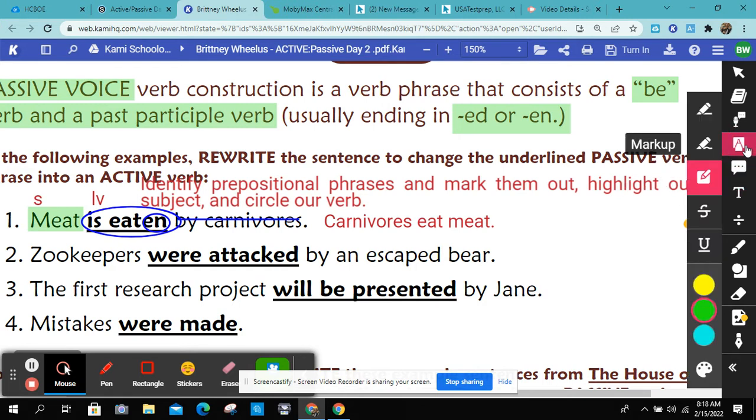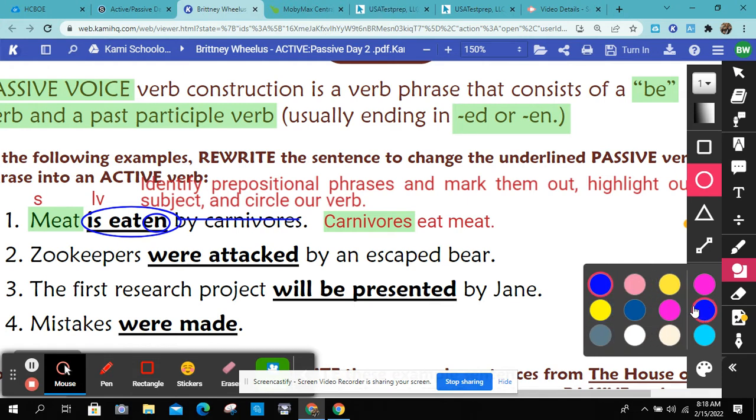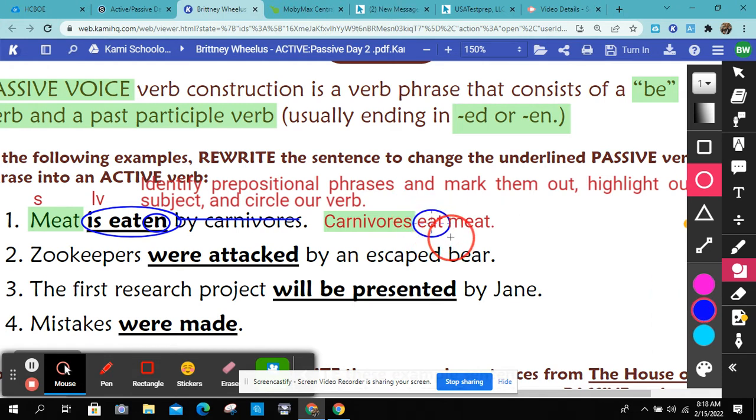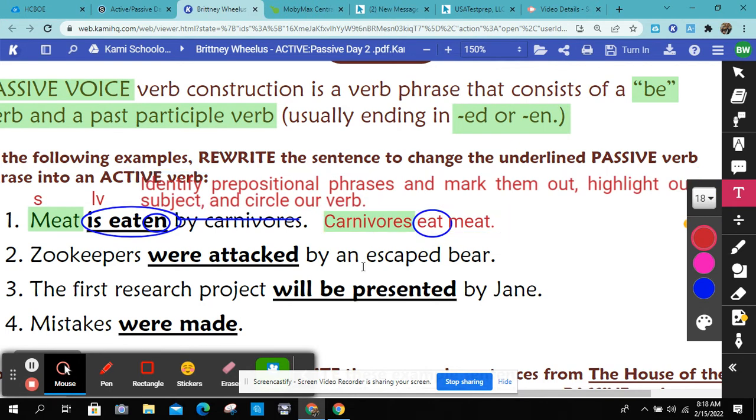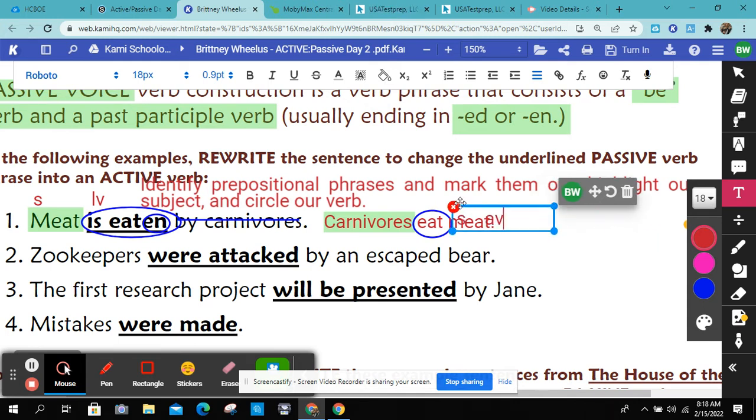Now we're going to take this sentence and we're going to highlight the subject of it. Okay. So now what is the subject of carnivores eat meat? The subject, noun or a pronoun? Carnivores. Okay. This is my subject now. All right. What is my verb? Eat. This is an action verb. Okay. So I'm going to label my subject and I'm going to label my action verb.